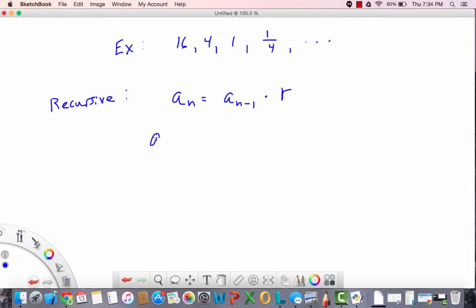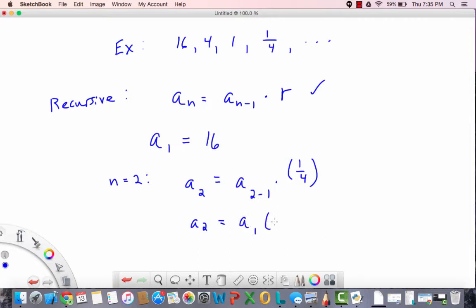Well, you start with an initial condition, usually a sub 1, which is 16. And then what you want to do is set n equal to 2 and sub that into this equation right here. So if n equals 2, that means a sub 2 equals a sub n minus 1, so that's 2 minus 1 times r, and we know that r is 1/4. So a sub 2 equals a sub 2 minus 1, which is 1, times 1/4.